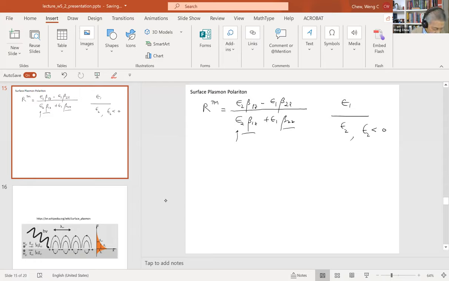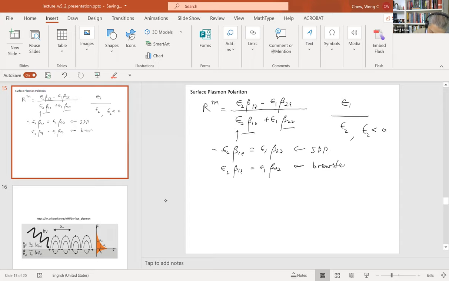So let's look at this equation more carefully. This would happen when epsilon 2 beta 1z is equal to epsilon 1 beta 2z, and it is almost the same as the Brewster angle condition. This is the surface plasmon polariton. The Brewster angle one is epsilon 2 beta 1z equals epsilon 1 beta 2z. This is Brewster.